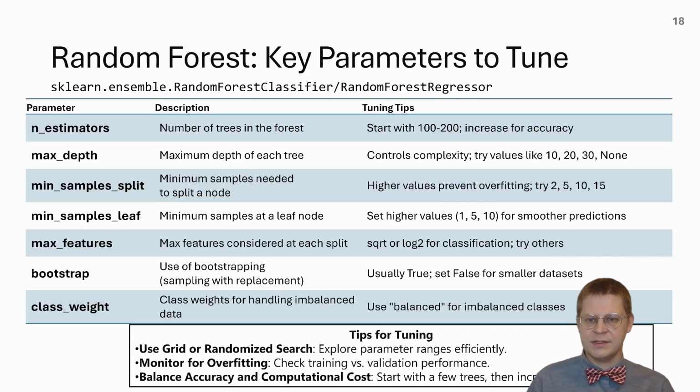Random forest has several key parameters to control. It's the number of estimators. More trees usually mean higher accuracy but longer training time. Max depth controls the tree depth and model complexity. Min samples split and min samples leaf: higher values make trees less likely to split on small subsets, reducing overfitting. And max features limits the features each tree considers at each split, controlling the variance.